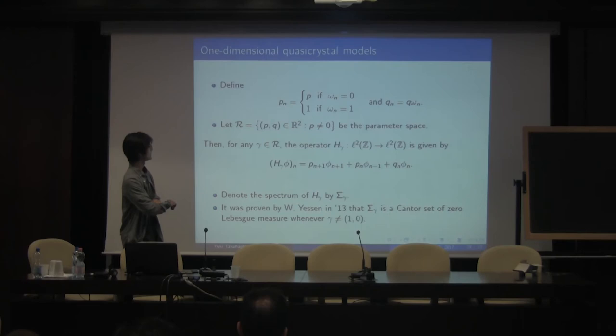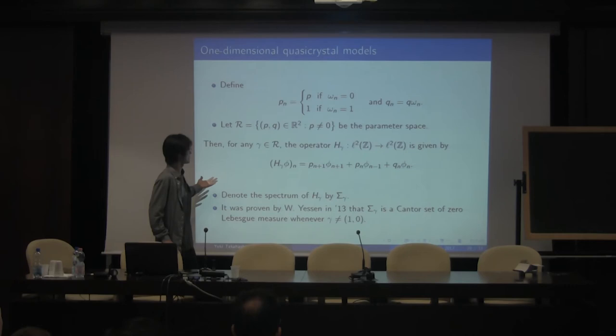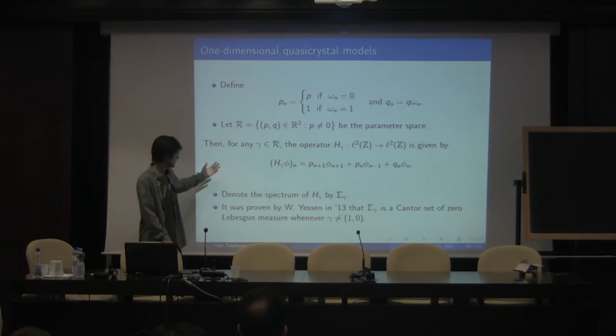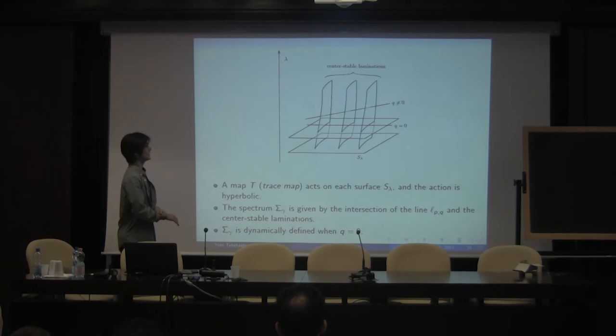I have 2 minutes. Okay, let me explain in 1 minute. So this is another result, let me explain a little bit. This is another one-dimensional model. The only difference is that we have this term. The only thing I wanted you to remember is that this operator depends on gamma, and this gamma has two parts, the n and q, that's all. And it is already known that the spectrum of this one-dimensional quasicrystal model is a Cantor set. This is already known. And this is the picture.